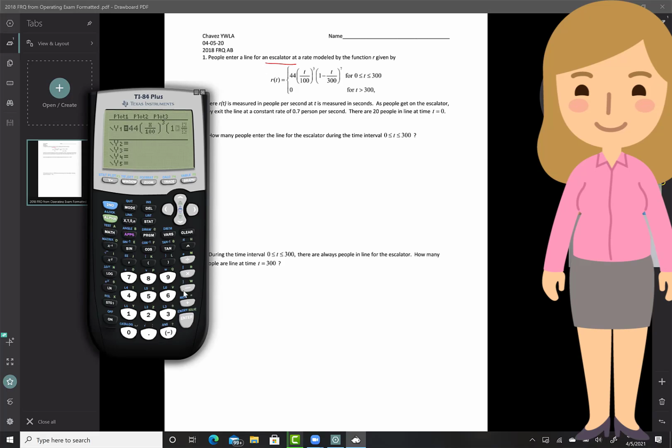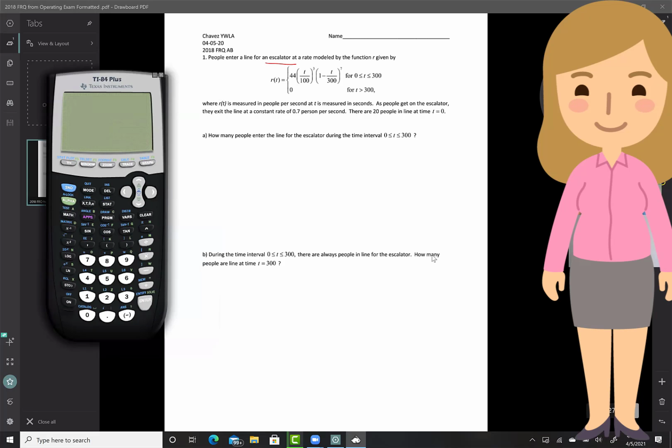1 minus, and then x over, looks like a 300. And then scroll to the right, close it, and then put the power 7. So there it is. I don't see any mistakes. Bam. There's my R of T. Everything looks good. Let me go to my home screen and let's read this together, guys.